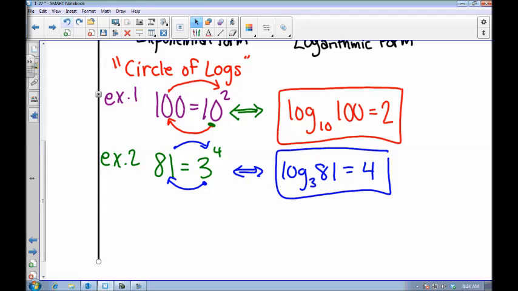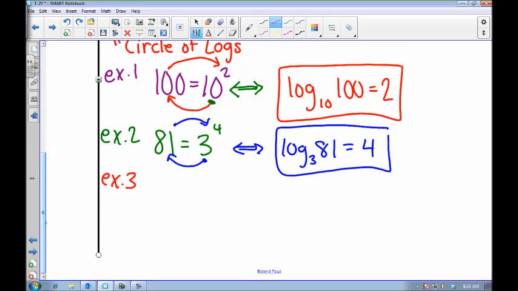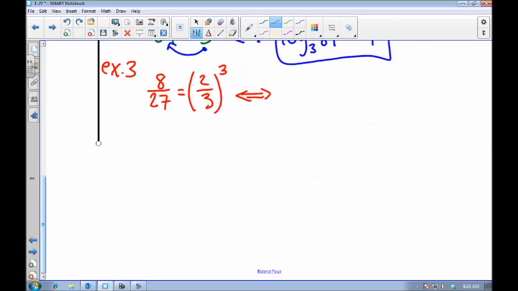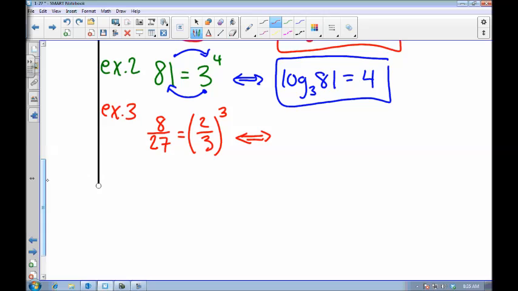Let's see if I can get this to move. There we go. But I think you can handle it. Example 3. 8/27 equals 2/3 cubed. Change that, please, to logarithmic form. 8/27 equals 2/3 cubed. Always identify the base first. It looks scary, but it's the same process. Identify the base first. Make sure you cross sides. After you have the base, cross the sides.